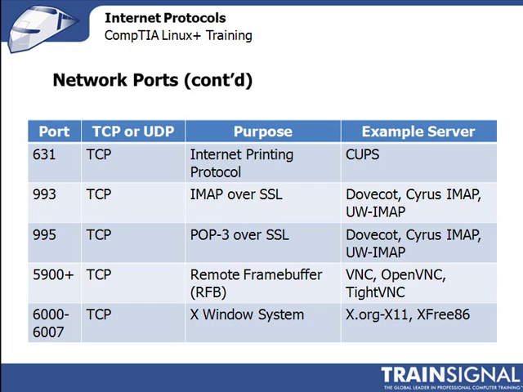Next we have 5900 plus, which uses TCP, and its purpose is Remote Frame Buffer. Example servers are VNC, and also OpenVNC and TightVNC. And finally we have ports in the range of 6000 to 6007, which use TCP, and their purpose is the X Windows system, and the example servers are x.org, X11 and XFree86, the servers that we learned about in the X11 installation and configuration lesson.